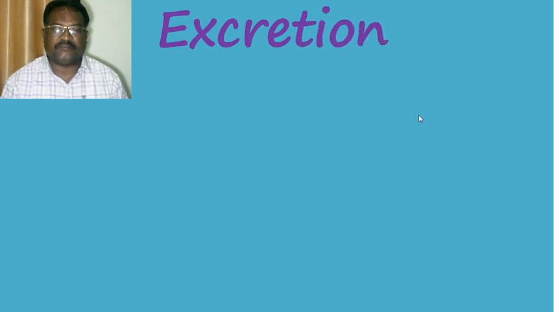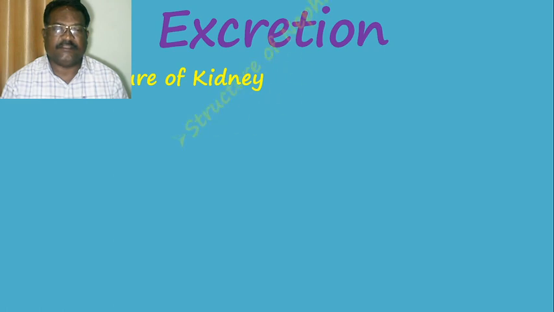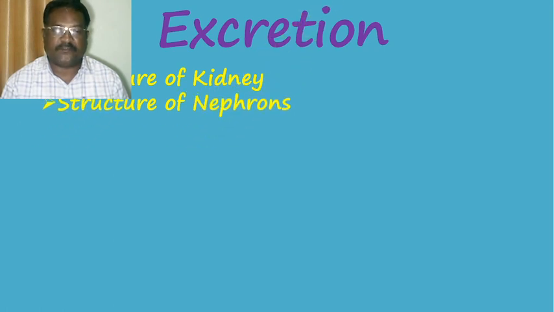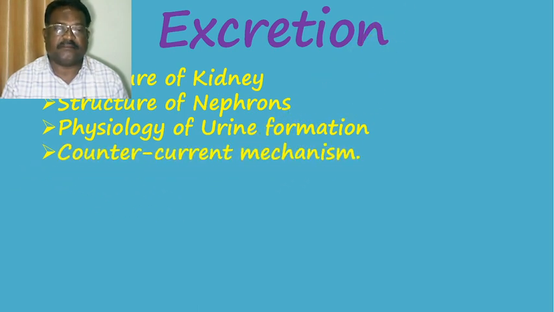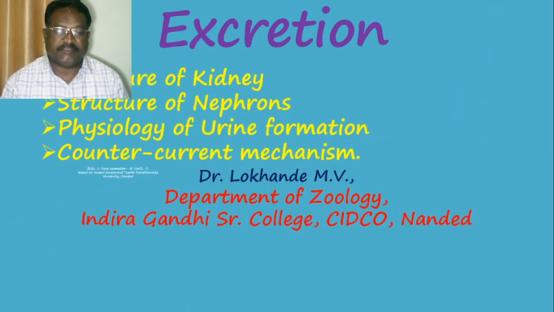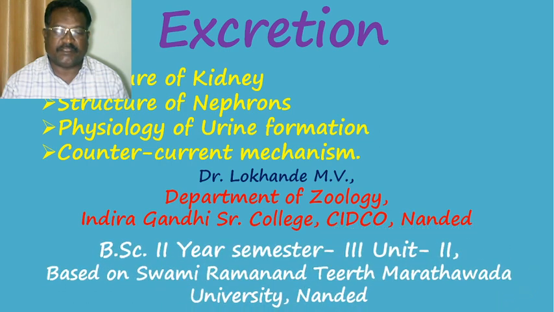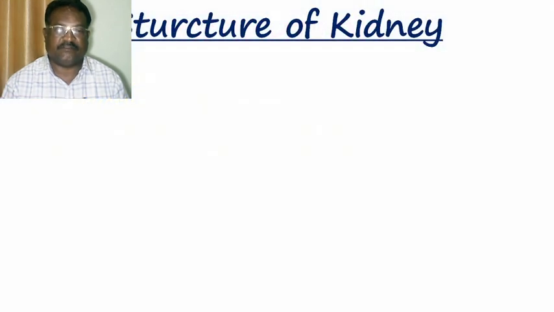Now let us start our new unit, that is unit second, excretion. In this excretion we will see the structure of the kidney, the structure of the nephron, the physiology of urine formation and the counter current mechanism of urine formation. It is based on semester 3rd, unit 2nd, paper number 7, that is excretion. Now let us start with the structure of the kidney.